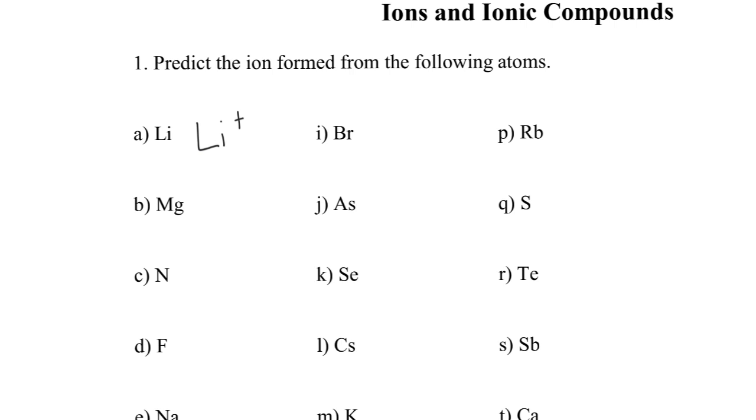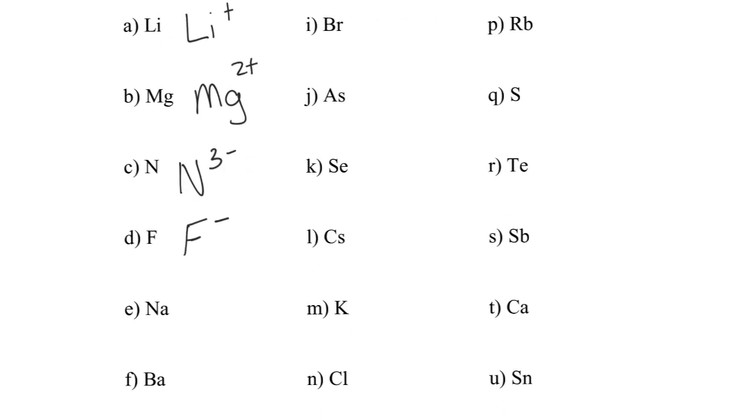Okay, so now let's look at magnesium. That's in group 2. So it's going to be 2 plus. Nitrogen is in group 15. So nitrogen is going to have a 3 minus charge. Fluorine is in the last one, so it's going to be an F minus. No, that's not a grade of F minus.